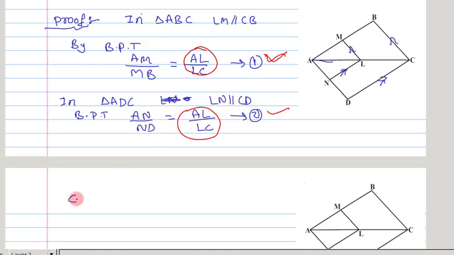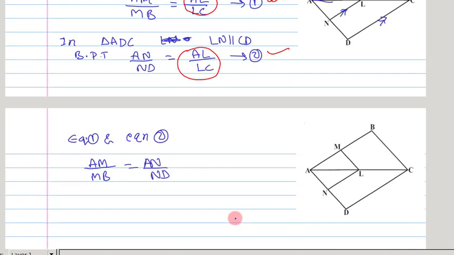So from equation 1 and equation 2, we can write both LHS parts are equal in this equation. So what are the LHS parts? Am by Mb is equal to An by Nd. Okay. Now here what we need to prove?